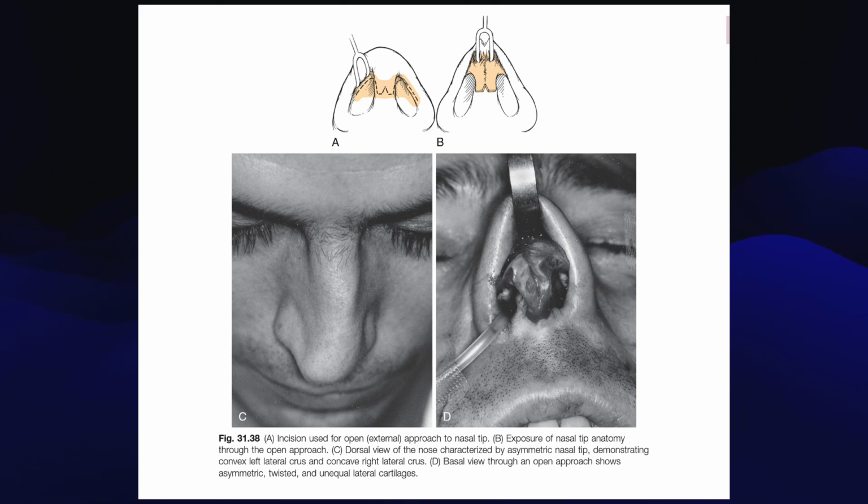The other view, which is D, is a basal view. You may be asked what type of view. You will say it's a basal view. What type of approach is it? An open approach. What can you see, or describe the deformity? Asymmetrical, twisted, and unequal lateral cartilage.